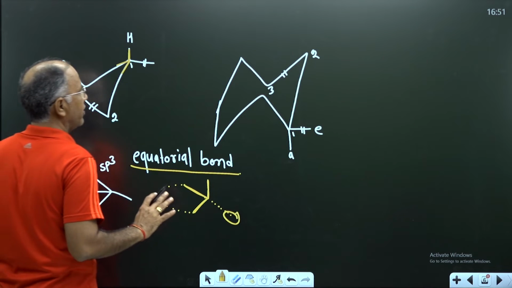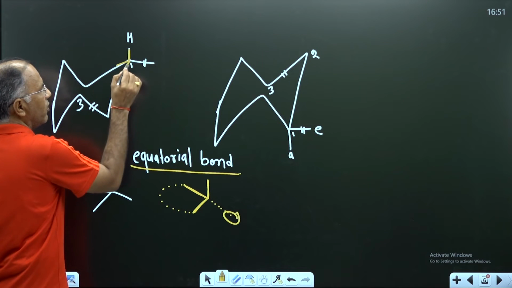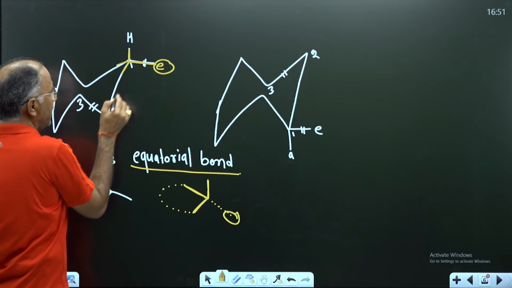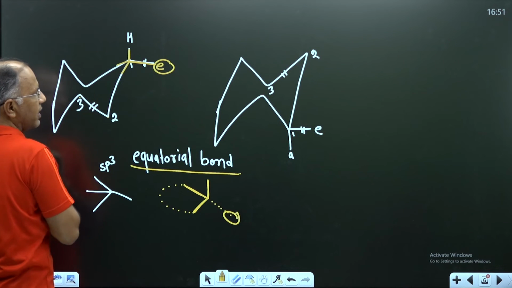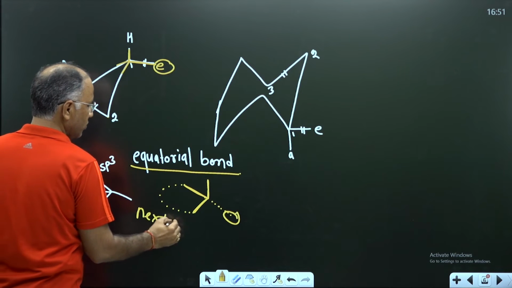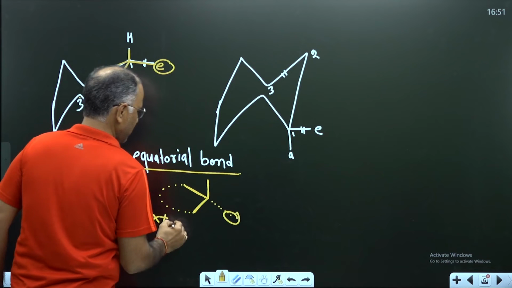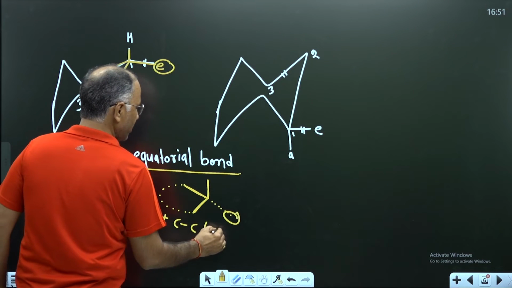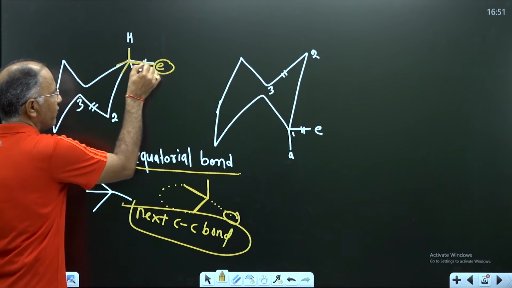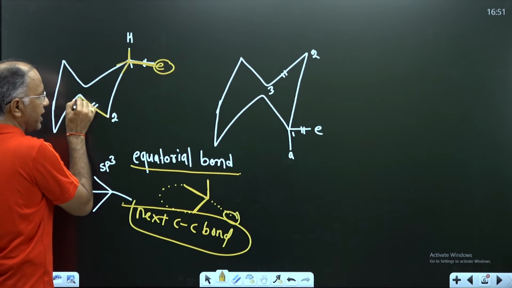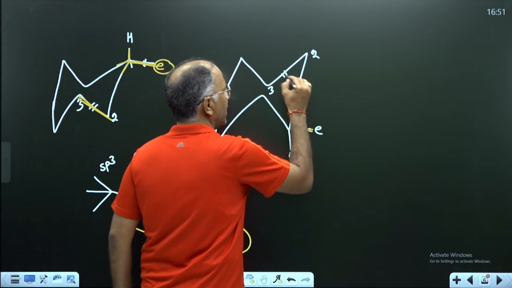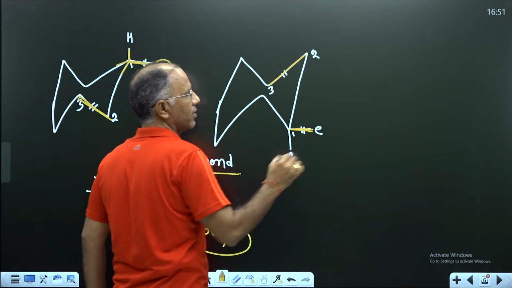Now, how to draw equatorial bond? It is very easy to draw equatorial bond. Whenever you have to draw equatorial bond, for example, on first carbon, it must be parallel to the next carbon-carbon bond of the ring. If you are drawing equatorial bond on first, it must be parallel to second and third. Equatorial bond is parallel to the next carbon-carbon bond.